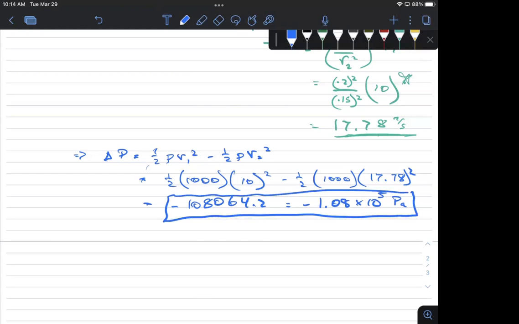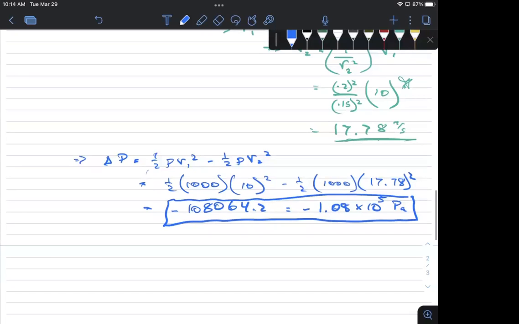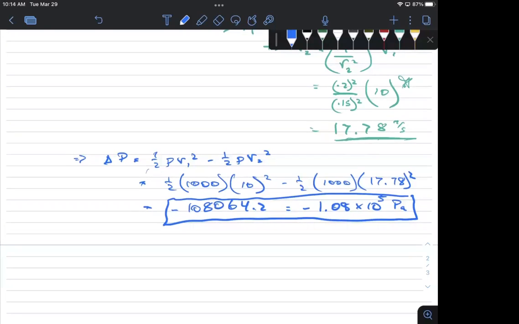But there's the answer. Now, I get a negative. Is it okay to get a negative number, or should it be positive? Well, remember what we're being asked: how does the pressure change? The fact that I got a negative number just means the pressure went down. It was at a certain pressure, and it's now this much less than it was before. If the answer were positive, then it means it's this much more than it was before.